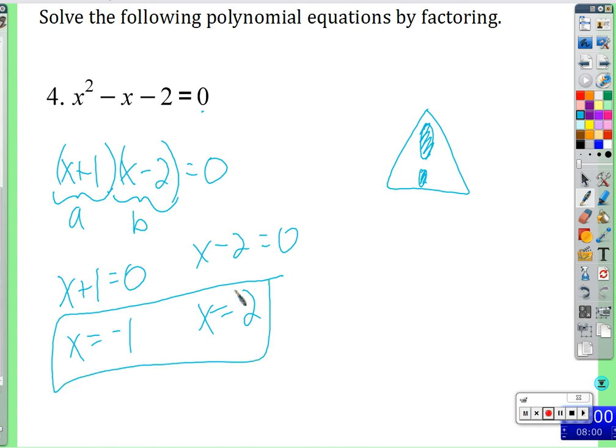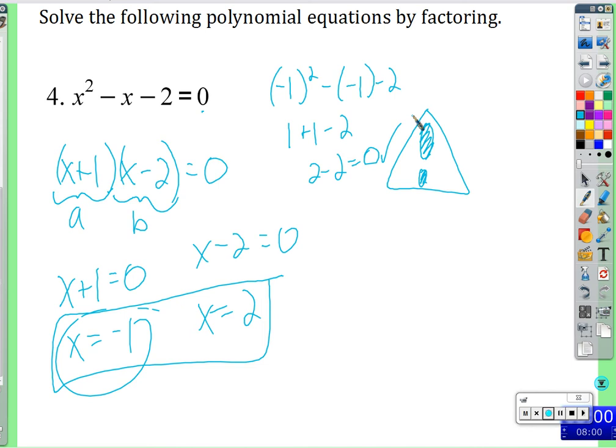We could just, for instance, take negative 1, put it right in here. Negative 1 squared minus negative 1 minus 2. Negative 1 times negative 1 is 1. Minus negative 1 is plus 1. Minus 2, 2 minus 2, 0. Checks out.